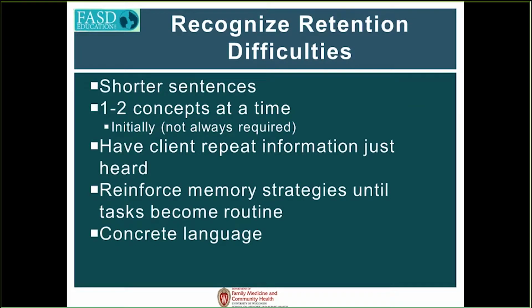They're hearing it one way, they're saying it, but I don't assume that if they say it, they can do it, because oftentimes with people with an FASD, that verbal IQ is higher than performance IQ. So they might have more expressive skills than receptive skills. So for me, the repeating it is just part of repetition. We want to reinforce memory strategies until tasks become routine. You can do that with pictures, with cheat sheets, with directions on a cell phone, things like that. And we want to use concrete language and really say what we mean.